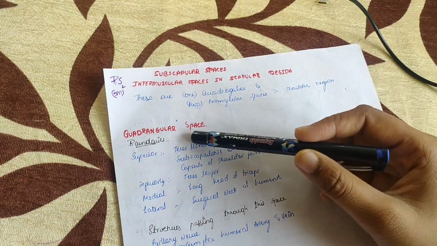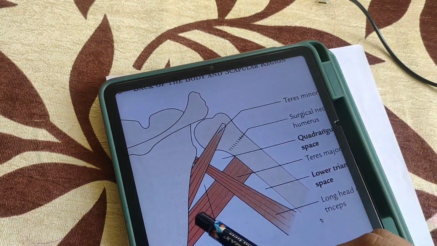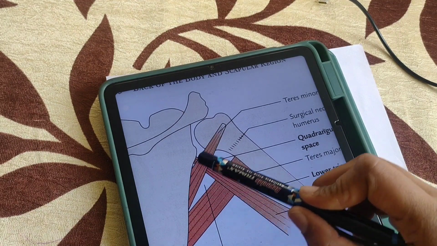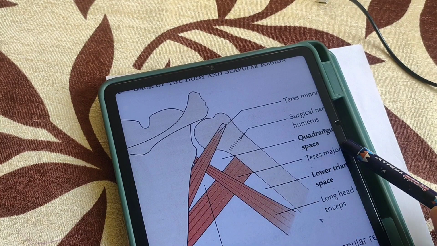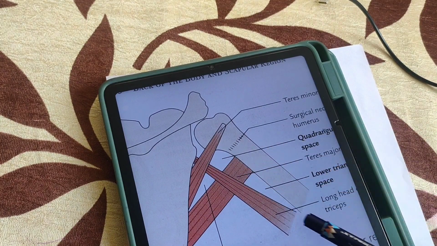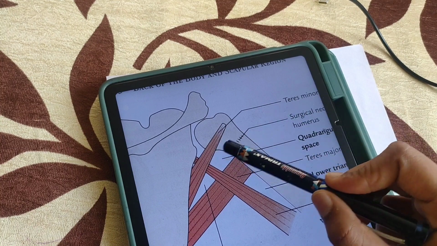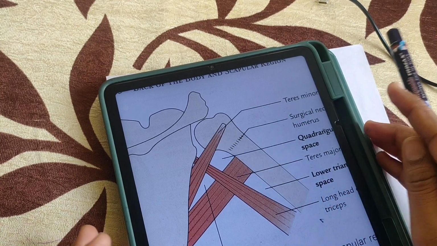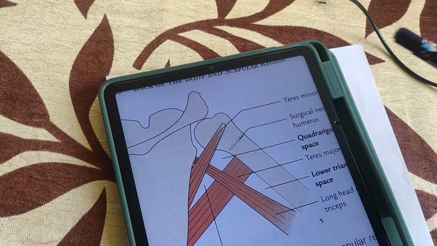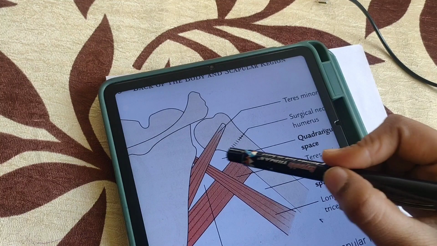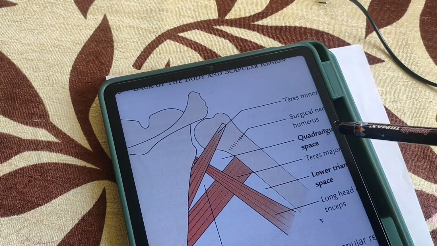First, we speak about the quadrangular space. Superiorly we have teres minor. Inferiorly we have teres major. Medially we have the long head of triceps. Laterally we have the surgical neck of humerus, where the axillary nerve winds around it. So the quadrangular space boundaries will be superiorly teres minor, inferiorly teres major, medially long head of triceps, and laterally the surgical neck of humerus.